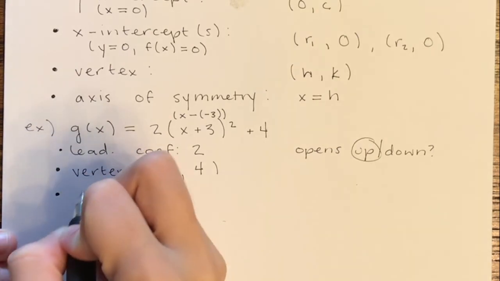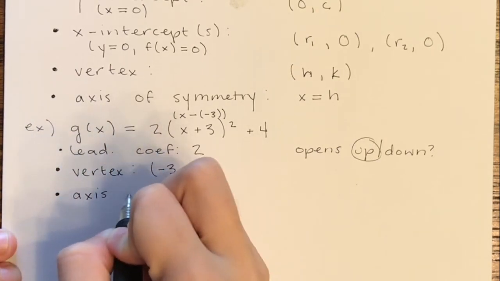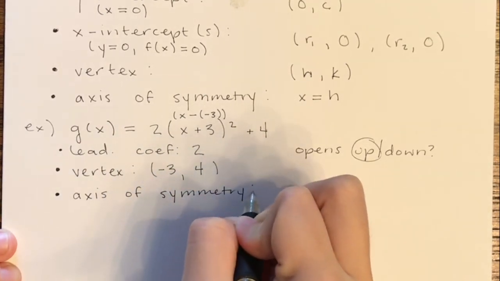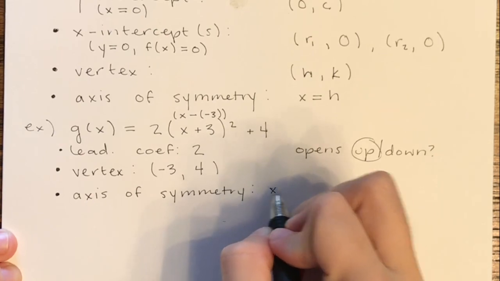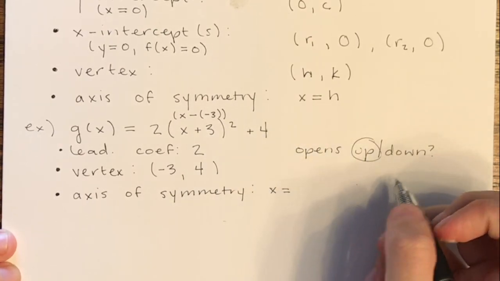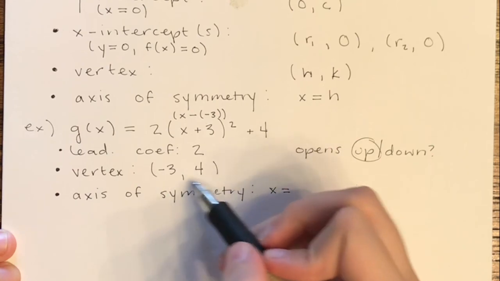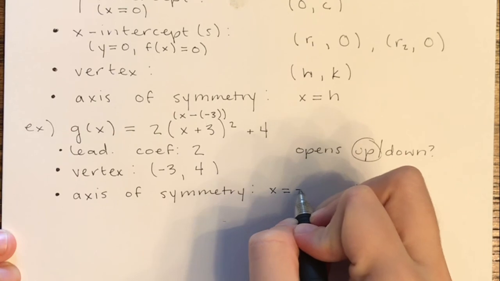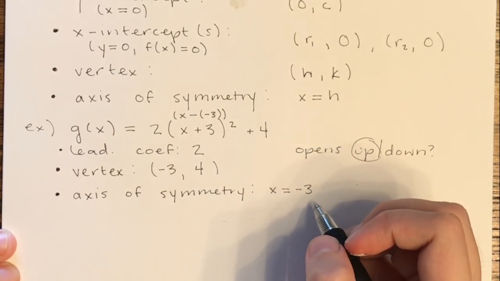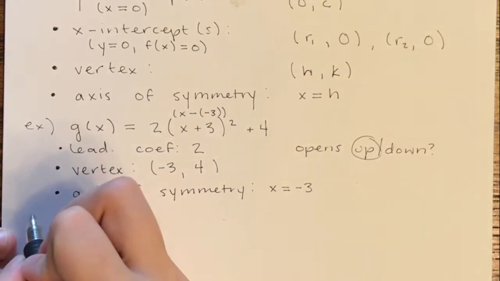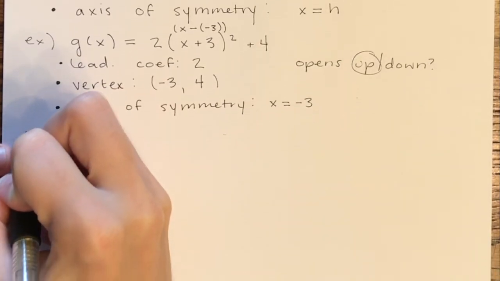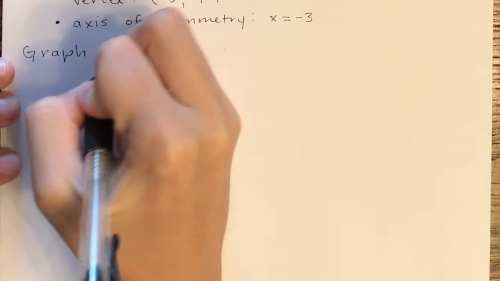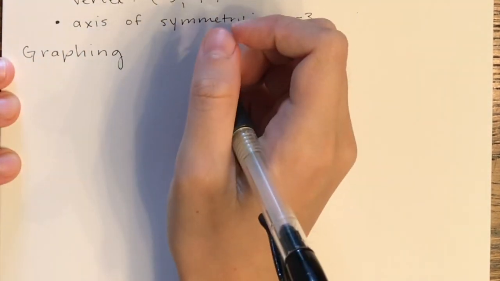And then our axis of symmetry, again, vertical lines, we have x equals. This line passes through the vertex, so the x value is going to match. Our x value is negative 3, so we have the line x equals negative 3. Okay, while we're looking at this function, let's see why we call it transformation form. You better believe it's going to have to do with graphing.